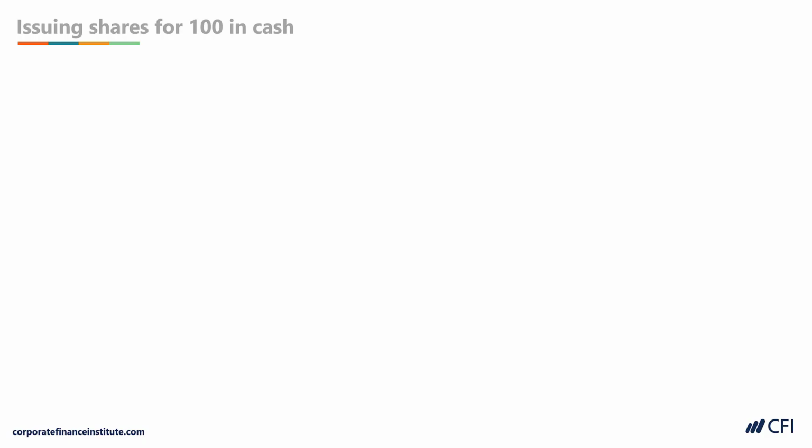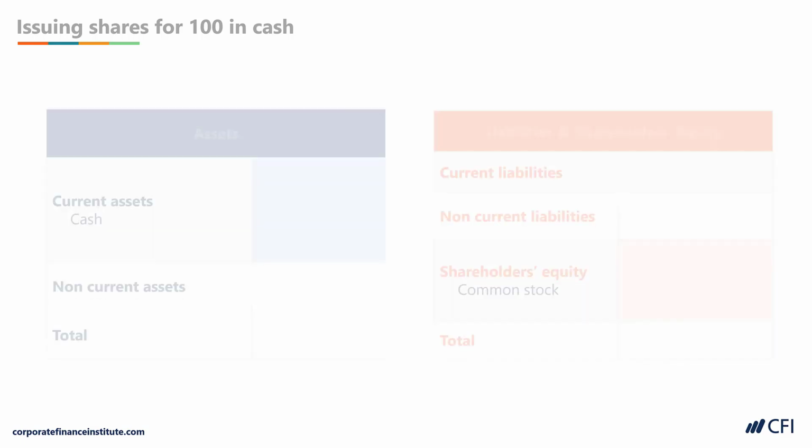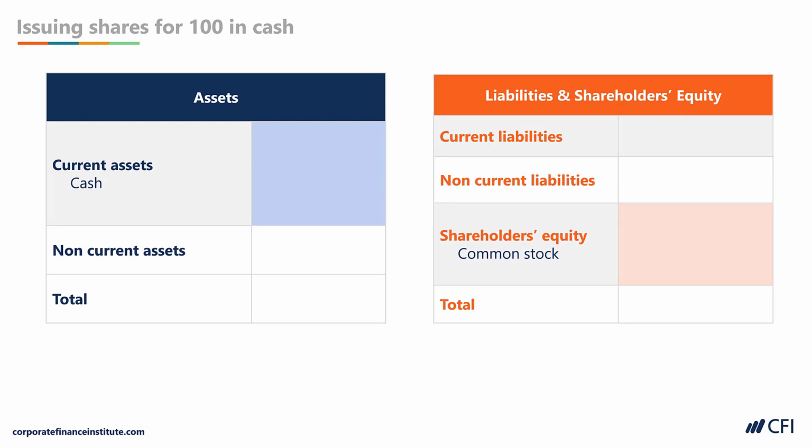Let's look at what happens when a company issues shares for $100 in cash. The first thing that happens is the company's cash balance increases from 0 to 100. This is recorded under current assets. Now, we either have to record another transaction on the liability and equity side of the balance sheet, or a negative on the asset side of the balance sheet. In this case, we record 100 under common stock under shareholders' equity. This could also be referred to as share capital.